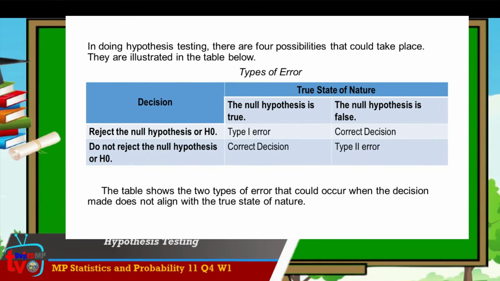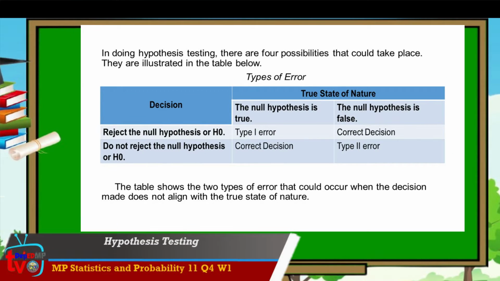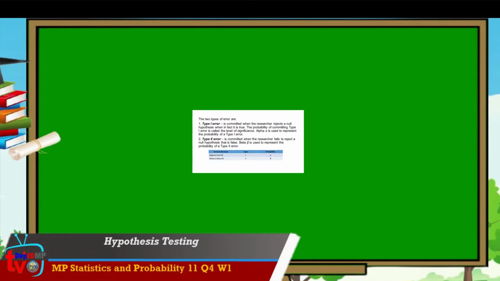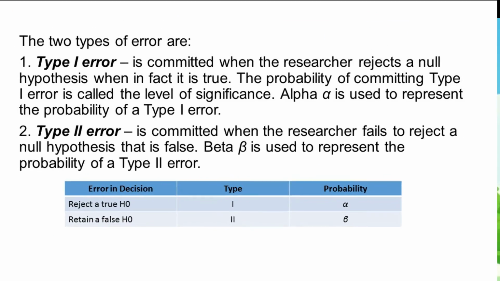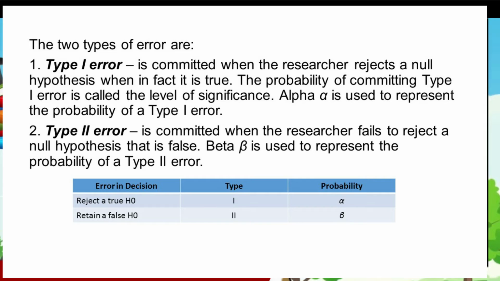The table shows the 2 types of error that could occur when the decision made does not align with the true state of nature. The 2 types of error are: number 1, type 1 error is committed when the researcher rejects a null hypothesis when in fact it is true. The probability of committing type 1 error is called the level of significance. Alpha is used to represent the probability of a type 1 error.